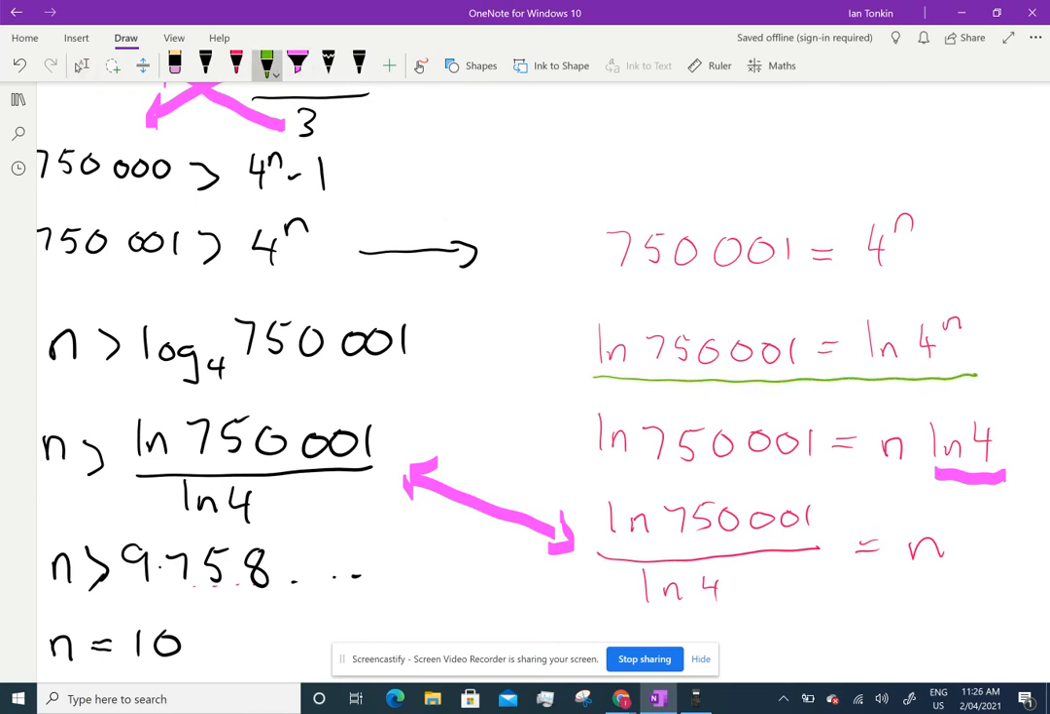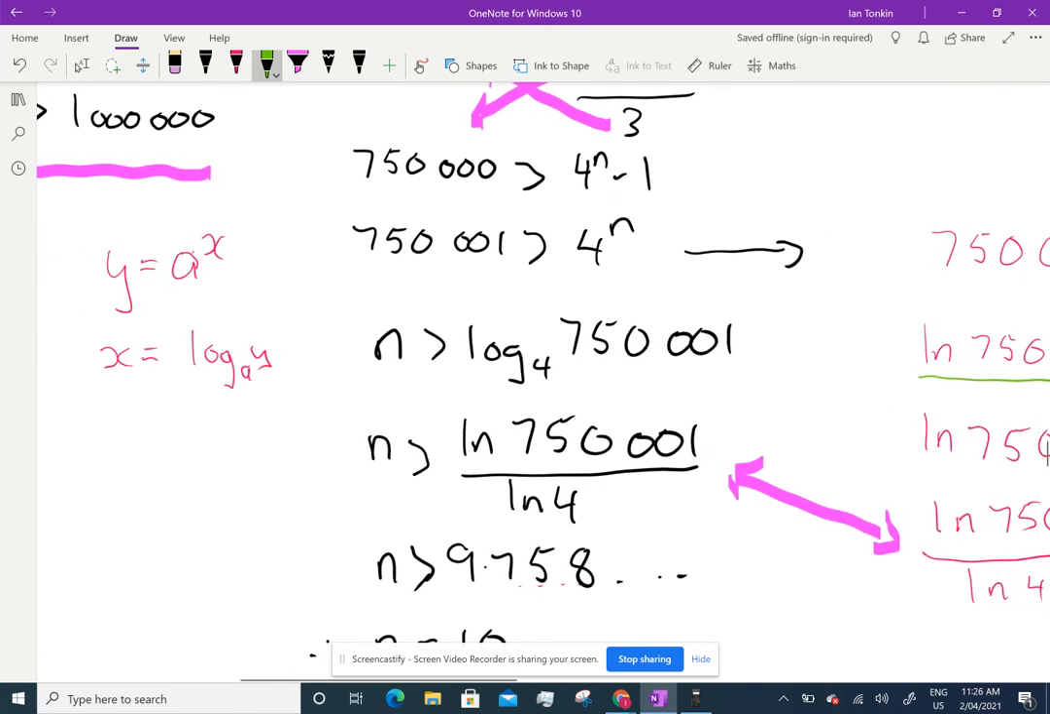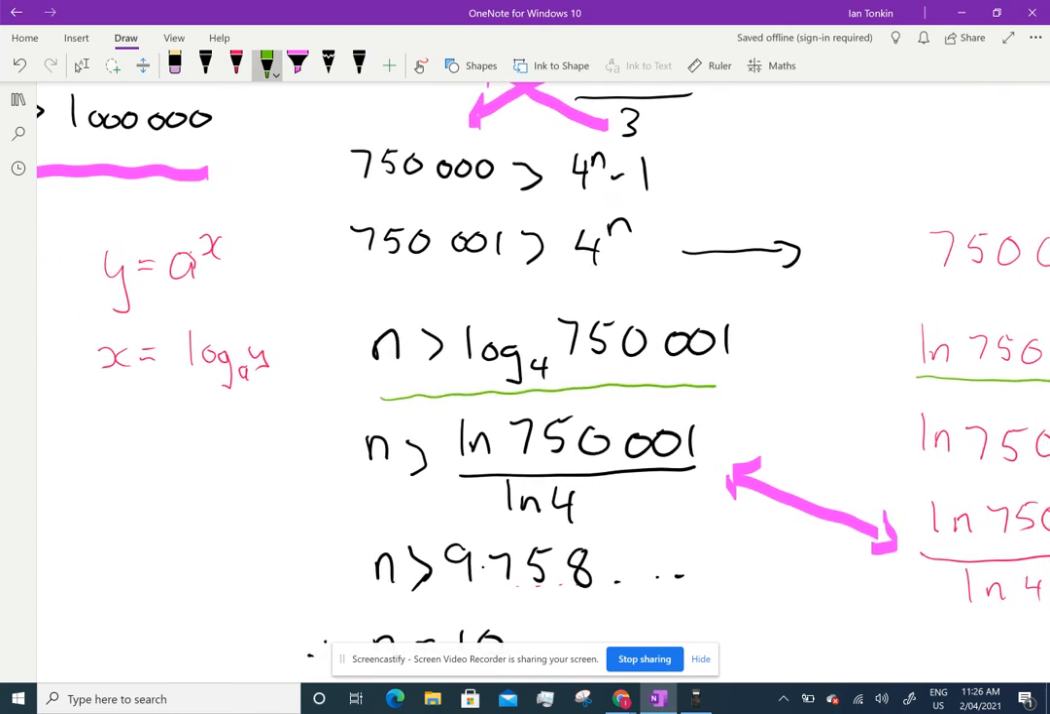You just take the log. It doesn't matter what log. You could have taken log to the base 10. You can take log any base. I'll just take ln because it's less writing. Whereas this method is a little more conceptual. You've got to know this rule.